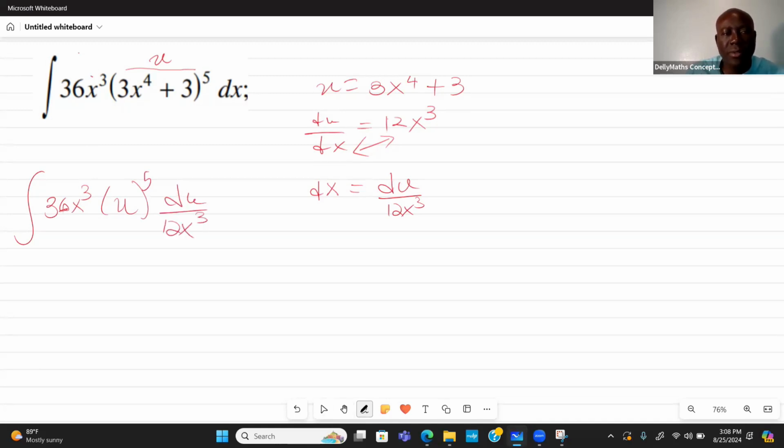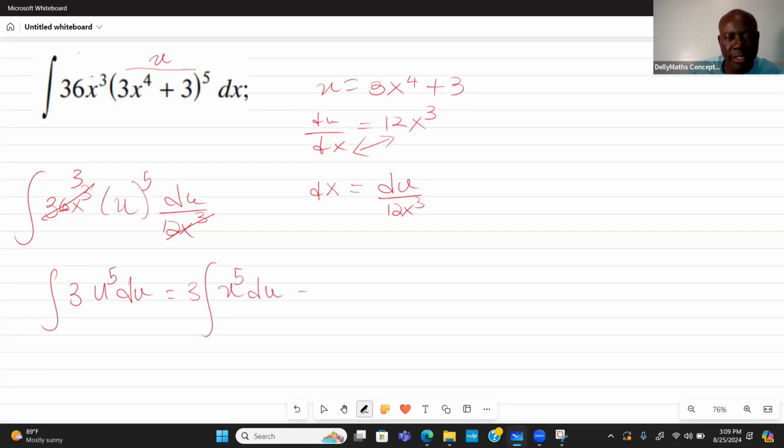The moment I do that, I do realize that 12x to the third could go into 36x to the third 3 times. So let us rewrite what we have. I have 3 u raised to the fifth du. Because everything is now expressed in terms of u, I'm now able to integrate. So let us go ahead. We could actually put the 3 on the outside there. So we're going to have u to the fifth du.